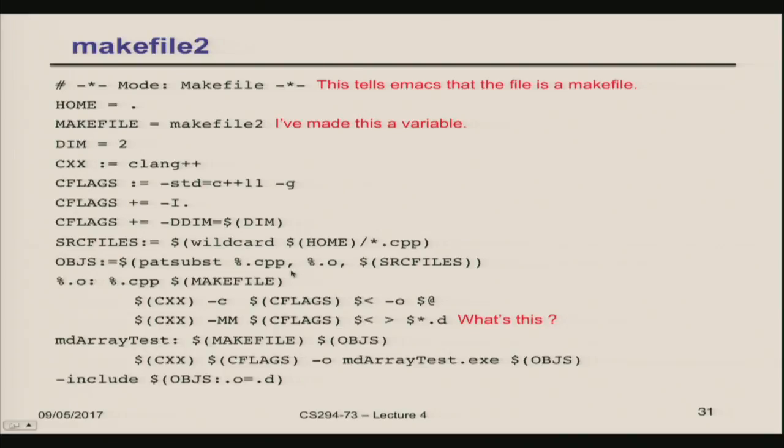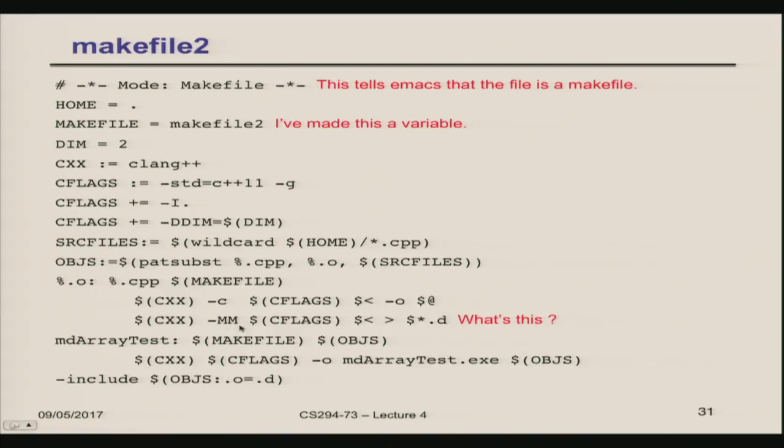Here's another way of building up lists. It's pattern substitution. It's find everything of the form %.C++ in this list in $source files, and replace it by %.o. So that'll give me a list of names for .o files that correspond to the names of .cpp files. Now here's my rule for making all of my .o files from all my .cpp files. Okay, this is compile -c, C flags, wildcard in, wildcard out.